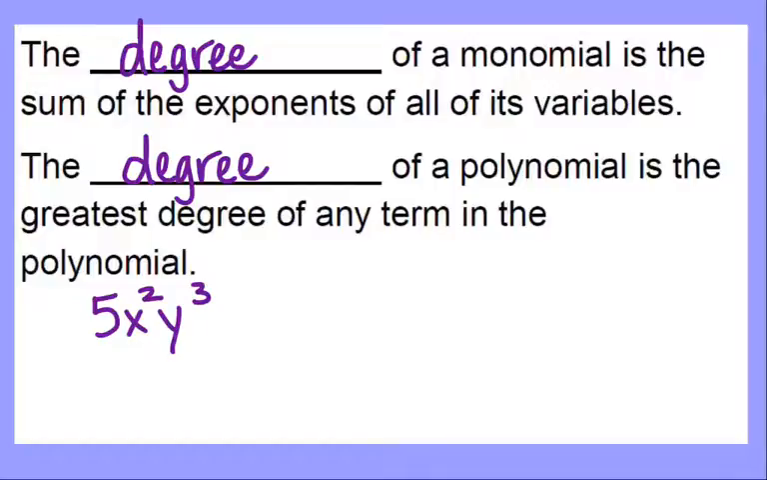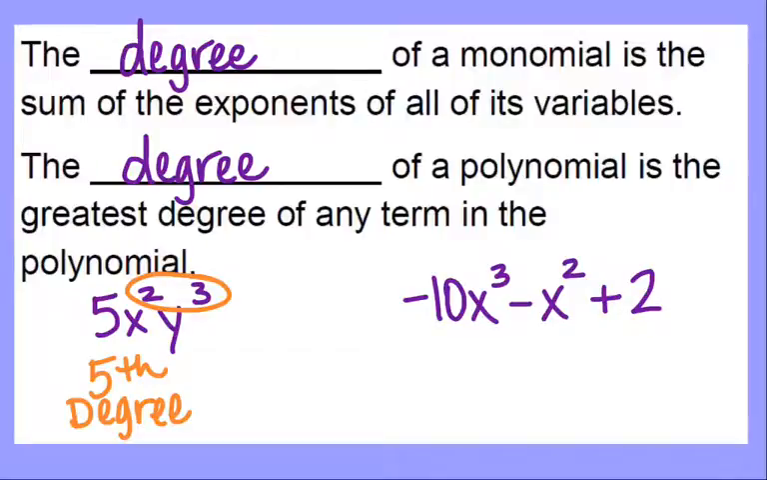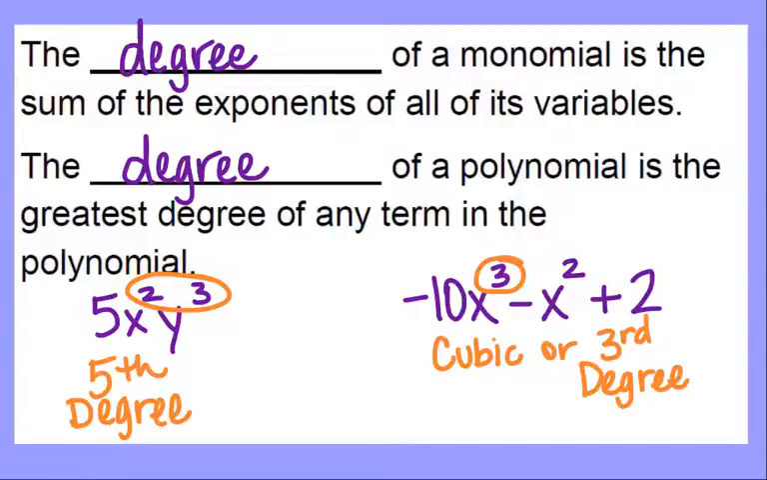So because there are multiple variables here, we would take the exponents of those variables and add them together, and this would be called a 5th degree monomial. If you have a polynomial that has several terms, this is an example of a trinomial because there's 3 terms, then you're just going to look at the term with the highest exponent, in this case a 3, so this would be a cubic polynomial or a 3rd degree polynomial.